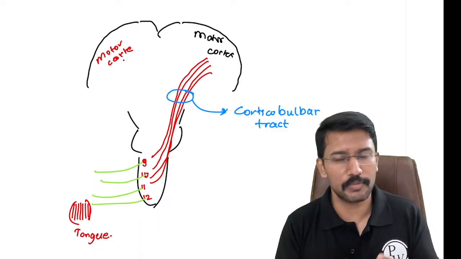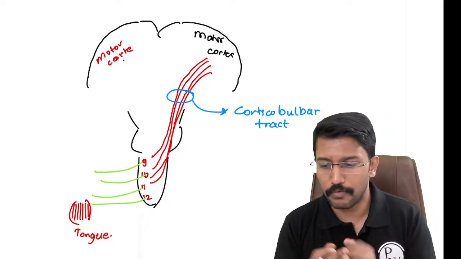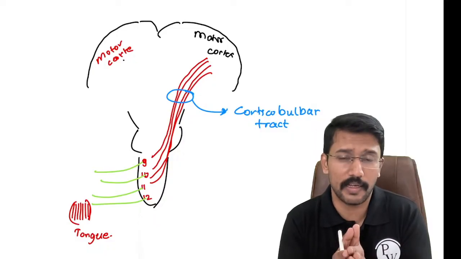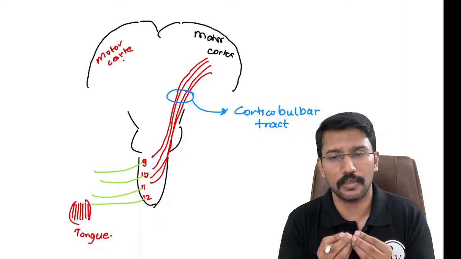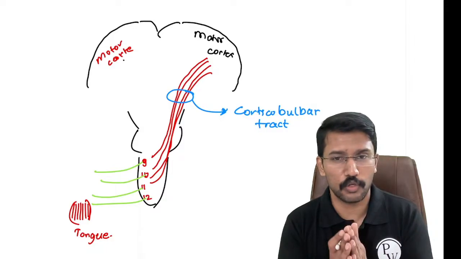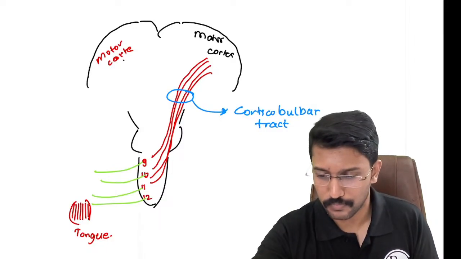Both of them have the same set of symptoms: dysphagia, dysphonia, dysarthria. I will give you a small homework. When you connect to the next class, you should be telling me how to differentiate between bulbar and pseudobulbar palsy, because both patients are going to present with dysphonia, dysphagia and dysarthria.